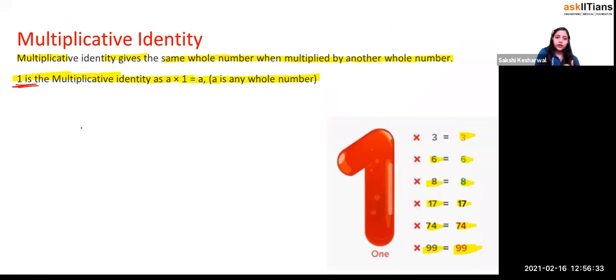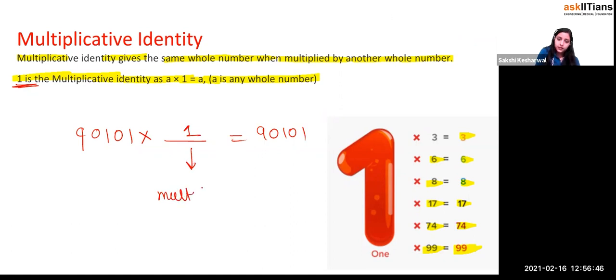So if I give a number like 1910937, what should be multiplied to get the same number? It will be 1. So 1 is called the multiplicative identity, right? The multiplicative identity of any number is 1, right? And 0 is the additive identity. So we have done this thing, right?